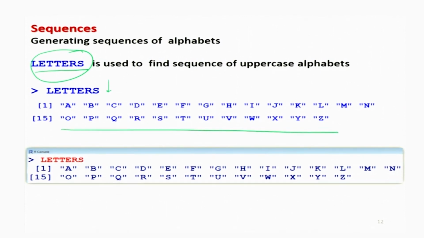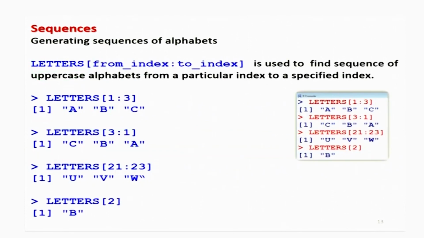Capital A is at the location number 1, capital B is at position number 2, capital C is at position number 3 and so on. So we can generate the sequence of uppercase alphabets exactly in the same way as we did for lowercase alphabets. Suppose I want uppercase alphabets at positions 1 to 3. I write LETTERS in uppercase, then square bracket, and then 1:3. That will give me 3 letters: A, B and C.